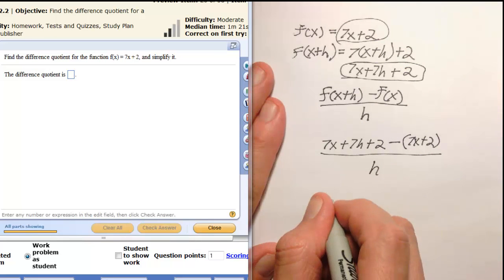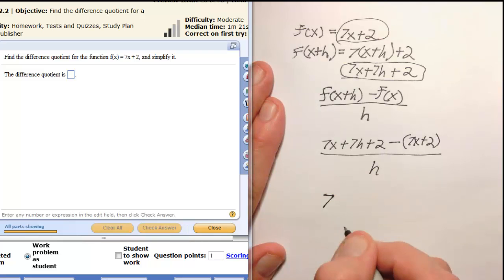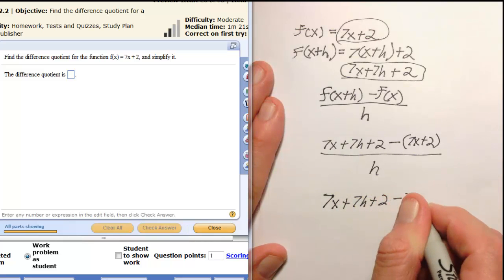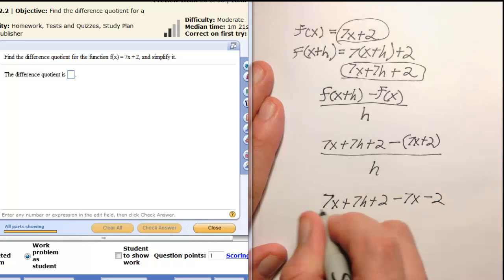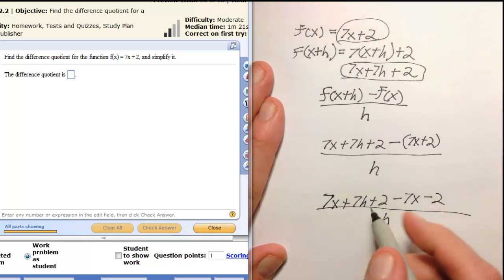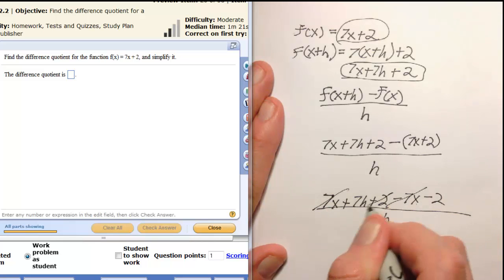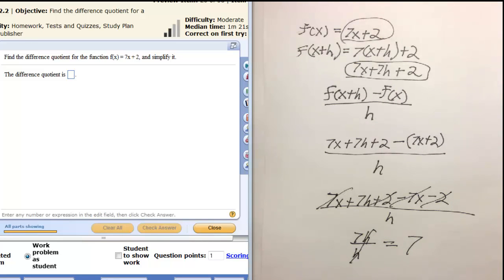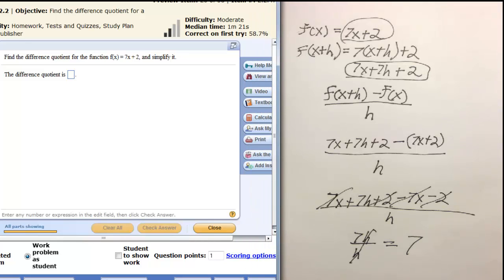For those who want to be snooty, the numerator: 7x plus 7h plus 2 minus 7x minus 2, over h. Now notice that 7x minus 7x is 0. 2 minus 2 is 0. We're going to be left with 7h over h. The h's are going to cancel. And so what our difference quotient simplifies to is 7. Just 7. Okay, now, they're not all that easy, but they can be not all that difficult. Let's take a look at the next one.